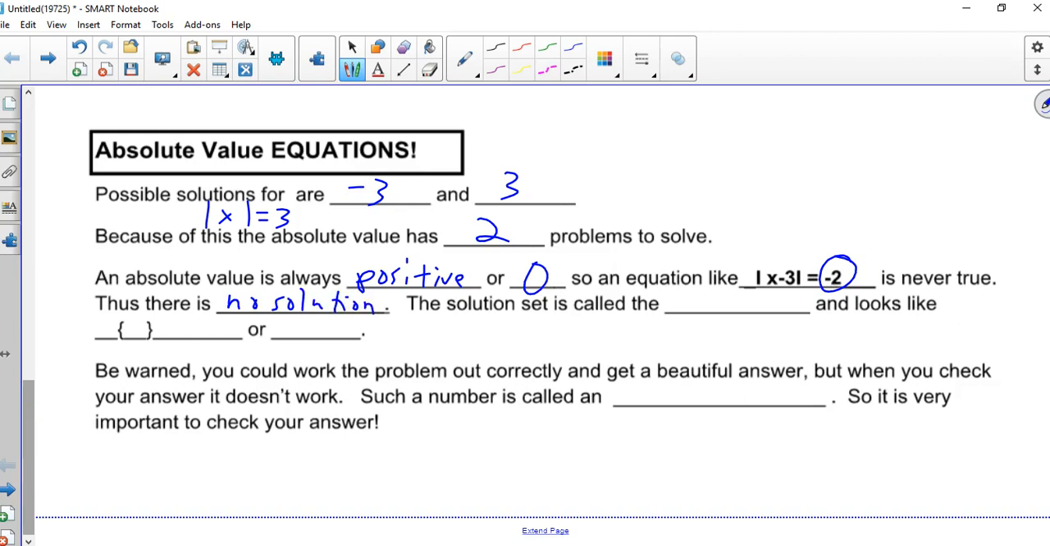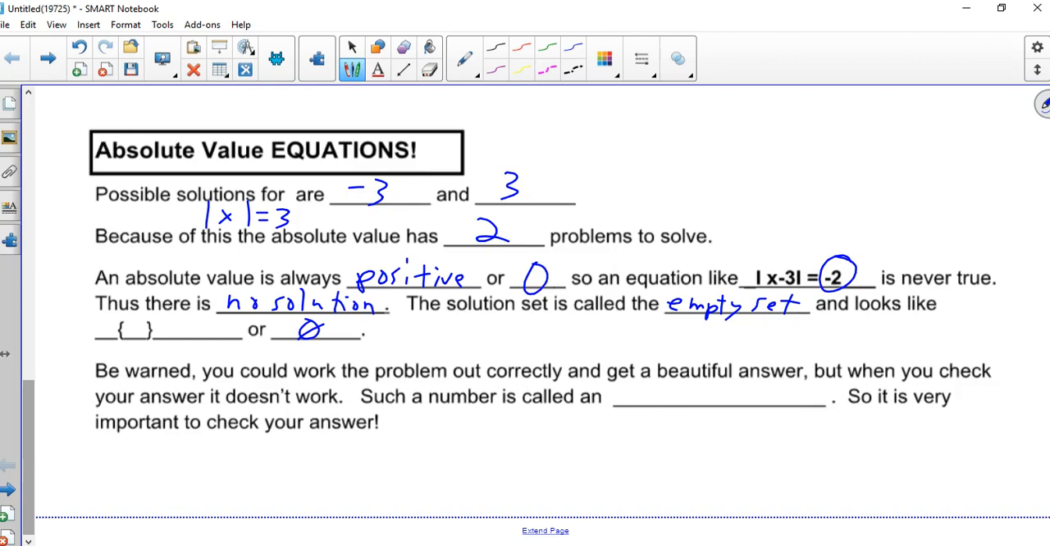The solution set is called the empty set. We've already referred to that before. Bringing that back, it looks like this or this. Notice the braces with nothing in it, the empty set.